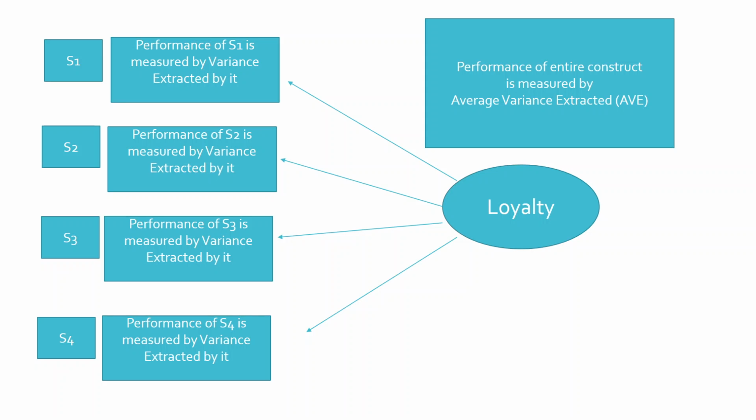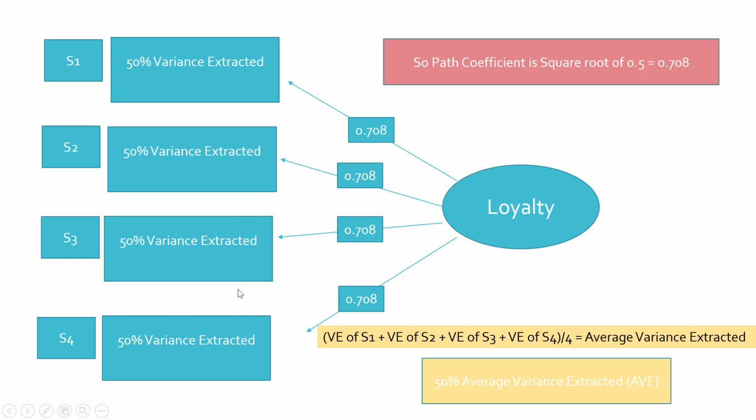Now, how will we check the reliability of any construct? S1, S2, S3, S4 are the statements which have captured the loyalty. The more explanatory power S1 has on loyalty, the more variance it will be able to extract. So the performance of S1 is measured by the variance extracted by it. Similarly, S2, S3, and S4.